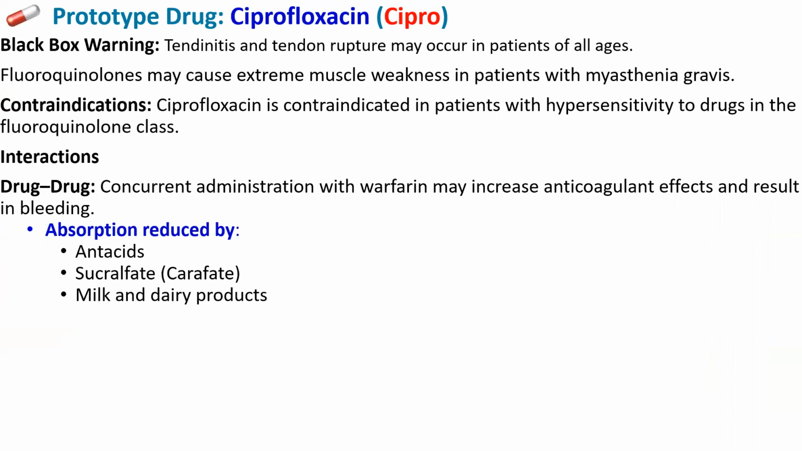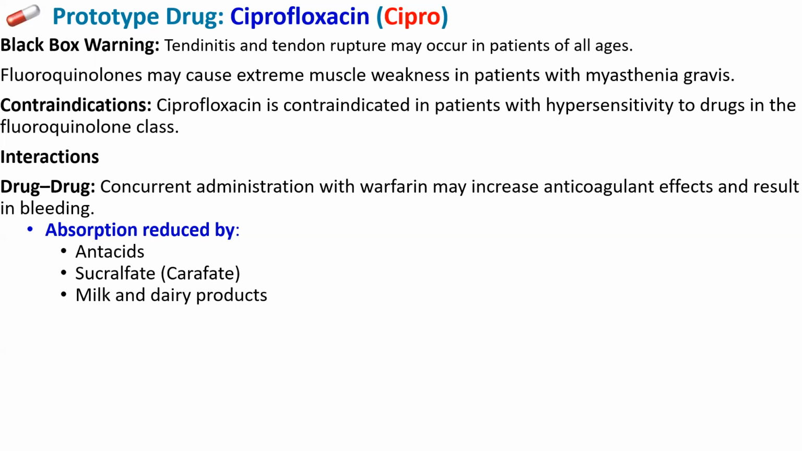So the drug is contraindicated in patients with hypersensitivity to the drug within that fluoroquinolones class. And we have to be careful when we prescribe the fluoroquinolones, especially Cipro, to patients with myasthenia gravis, because that's part of the black box warning that it may cause extreme muscle weakness in patients with myasthenia gravis. And in terms of contraindication, it's contraindicated in patients with hypersensitivity to the drug.